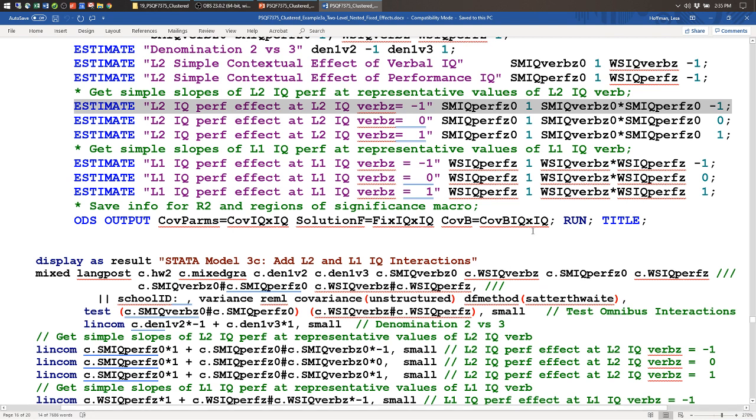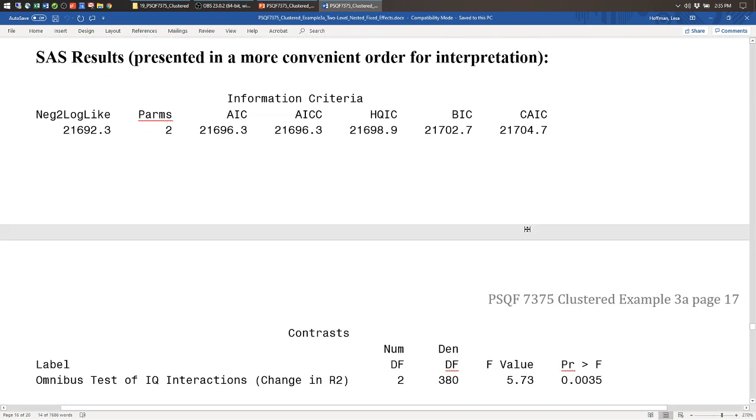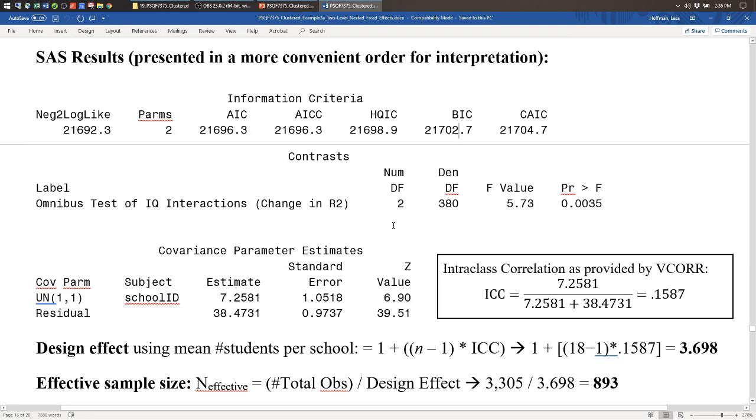So, questions on that setup? All right, let's see what happened. So I rearranged this output so that it would be easier to talk through and talk about the interactions. So I took some liberties with the order. But yes, overall, we did account for significant variance with the two interaction terms.